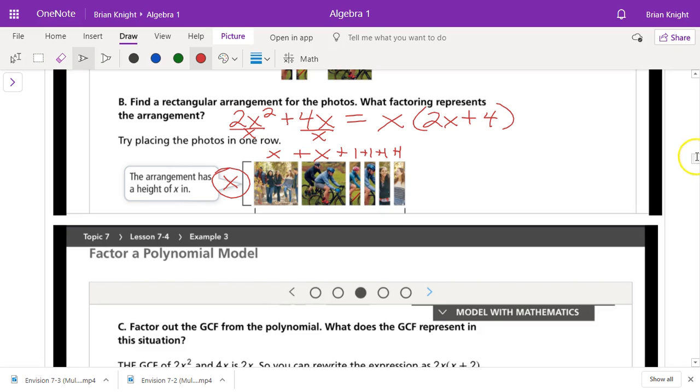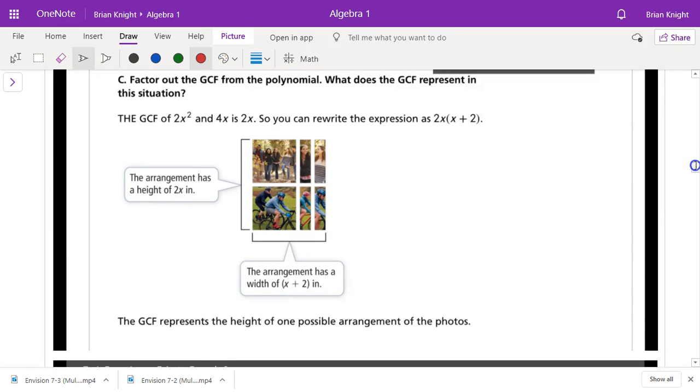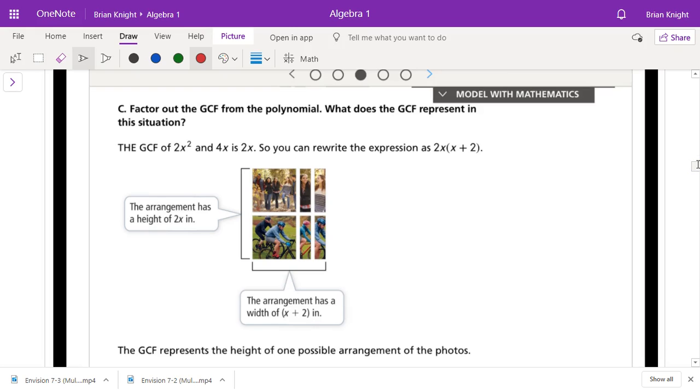Okay? All right, part C says factor out the greatest common factor from the polynomial. What does the greatest common factor represent in this situation? So here, it says the greatest common factor of 2x squared and 4x is 2x. So I'm going to write it like it was 2x squared plus 4x. If we take out the greatest common factor, which is 2x, you divide by 2x here, you get x. And you divide by 2x here, you get plus 2.